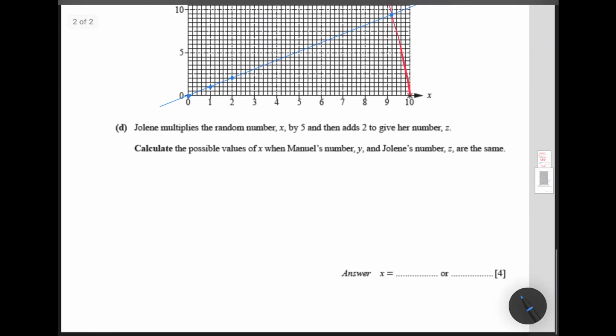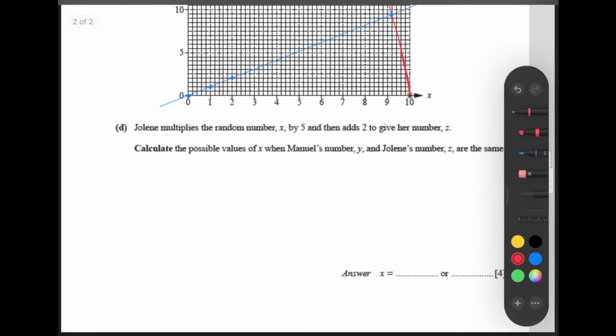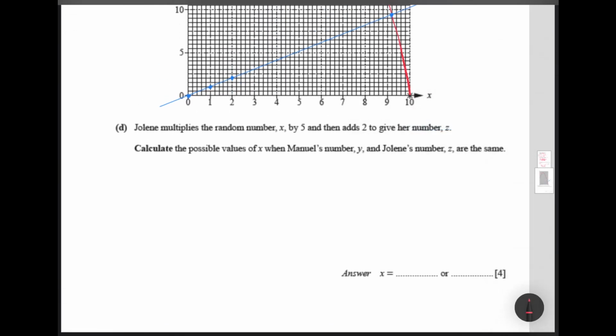The last part of the question says, let's do it in red. Jolene multiplies the random number x by 5 and then adds 2 to give her number z. Calculate the possible values of x when Manuel's number y and Jolene's number z are the same. Now, first of all, let's look at the first sentence. What this means is that z is equal to 5 times x plus 2.